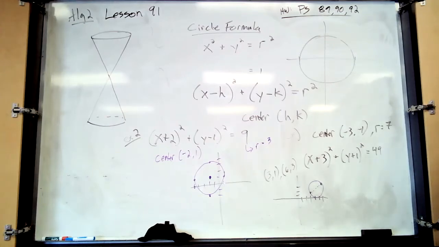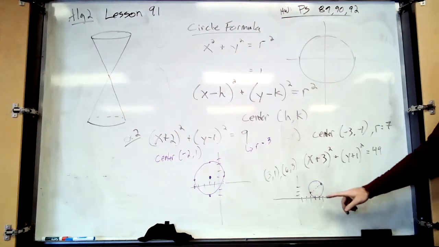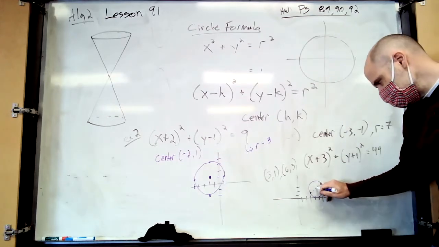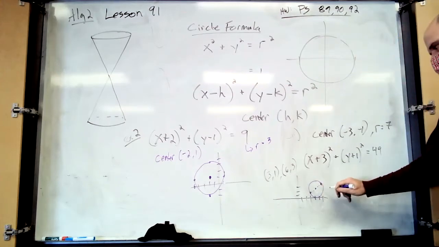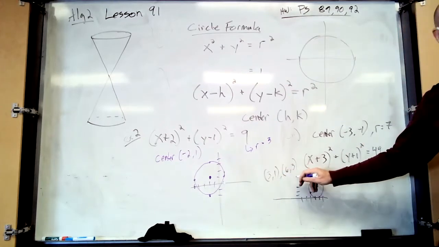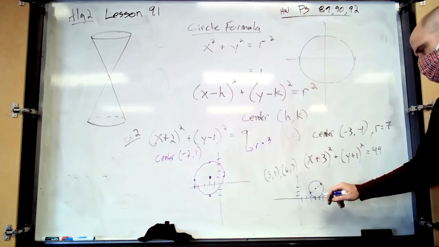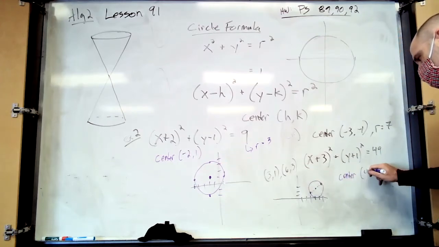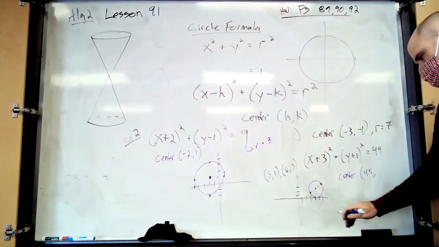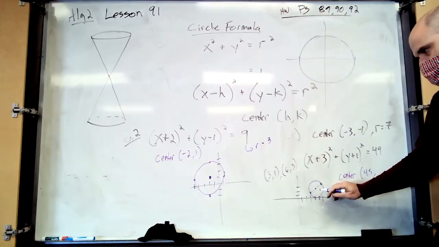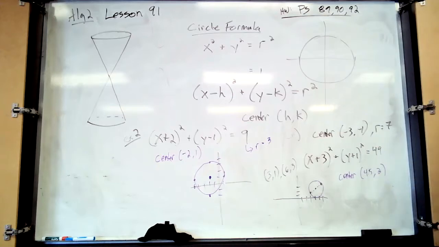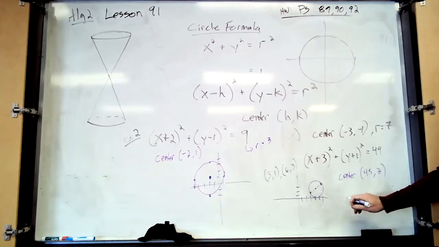Well, you could probably use your best guess. But the center is halfway between the x's and halfway between the y's. So the center is going to be the average of the x's. So 3 plus 6 divided by 2, which is 4.5. So the center is 4.5, comma, and then the average of the y's is 1 plus 3 divided by 2. So that's 2.